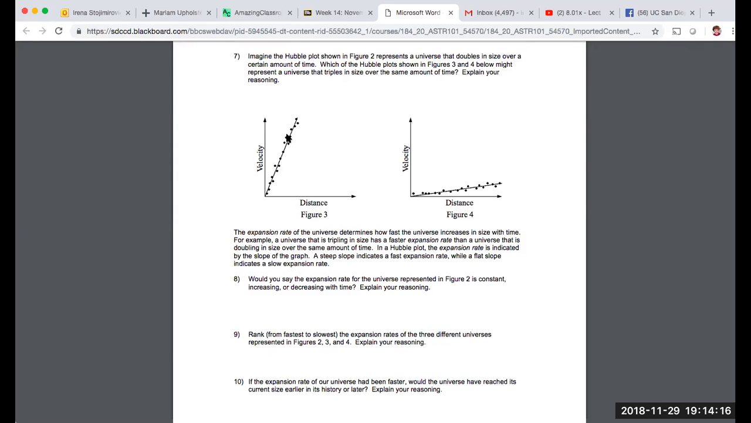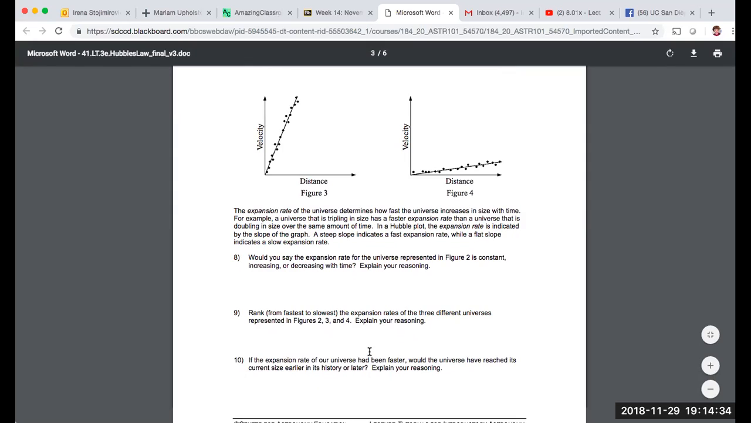So number 9 then. Rank from fastest to slowest the expansion rates of the 3 different universes represented in figures 2, 3, and 4. So 3 is the fastest, 2 is the second, and 4 is the slowest. Very good.